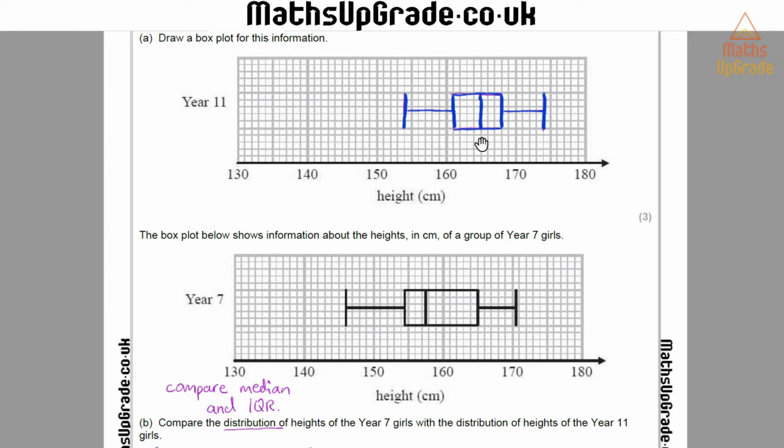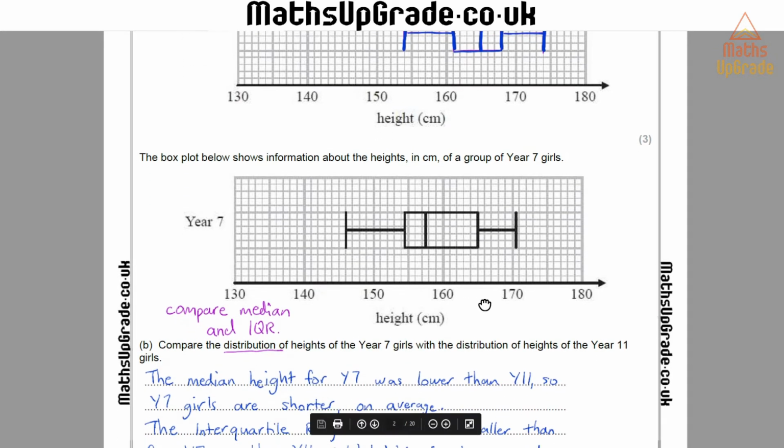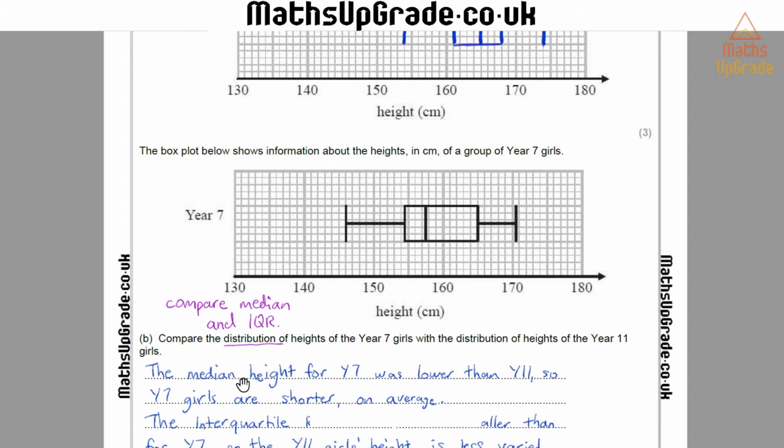First of all, the median. If you look at the median for year 11 girls, the median was 165, and the median for year 7 girls was 158. So you can say that since the median height for year 7 was lower than year 11, the year 7 girls are shorter on average. So that's explaining it in real life. What that actually means in real life is the year 7 girls are shorter on average.